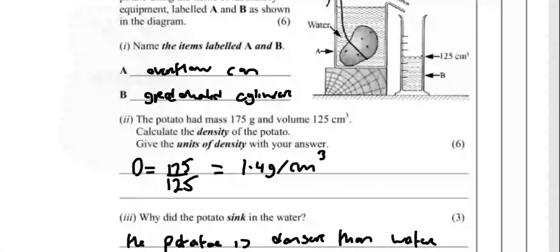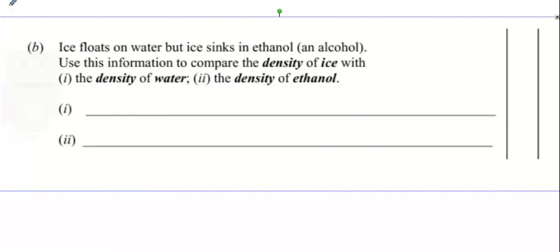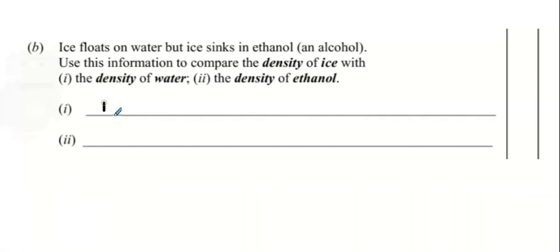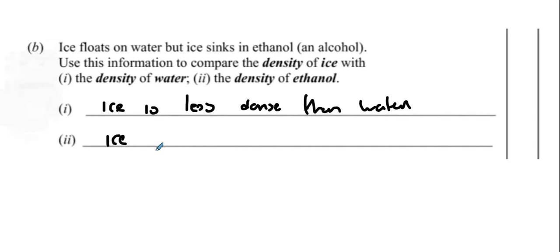Now, ice floats on water but sinks in ethanol. Use this information to compare the density of ice with the density of water. Okay, so ice floats on water, so ice is less dense than water. And compared to the density of ethanol, ice is denser than ethanol. If it sinks, it's denser, and if it doesn't sink, it's less dense.